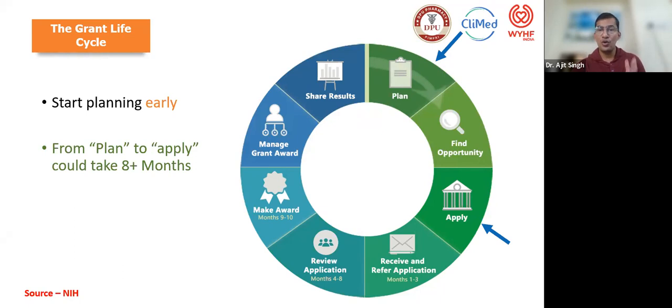So when you know that next year I'll be eligible for this grant, or I can apply for SRF, or I can apply for the young researcher grants, or I can apply to establish my own laboratory, you should start planning early, because planning itself takes 8+ months on average. I'm telling you guys, this data is from NIH, absolutely from NIH.